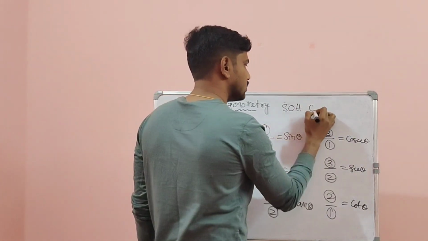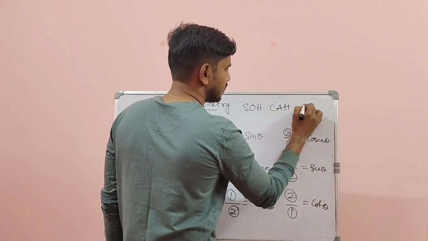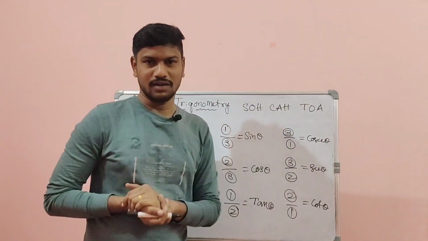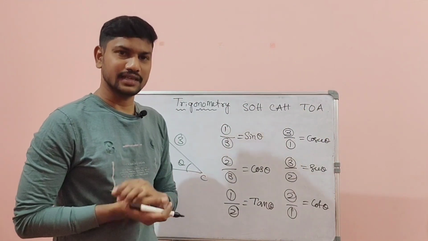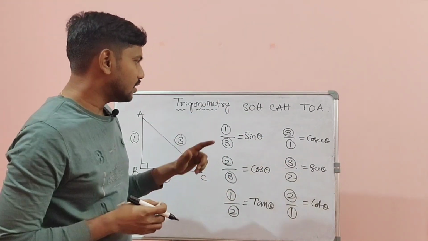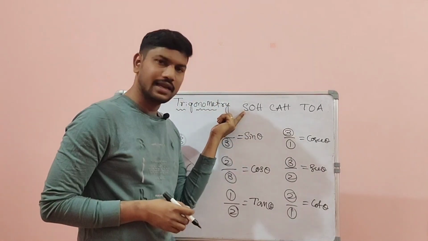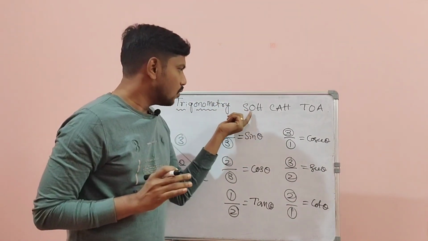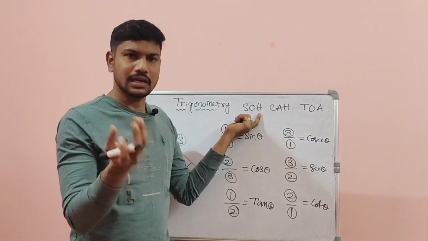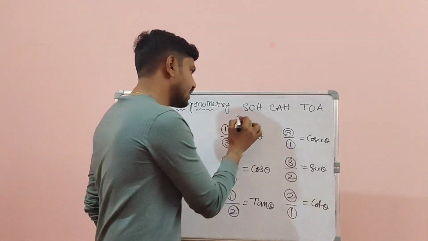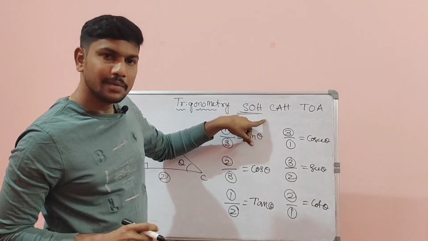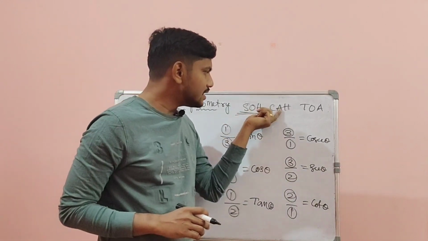SOH CAH TOA. SOHCAHTOA. It's a very simple logic to identify all the ratios and remember them for a long time. S means sine, the starting letter of sine. O means opposite side, the starting letter of opposite. H means the starting letter of hypotenuse. So sine is opposite by hypotenuse.